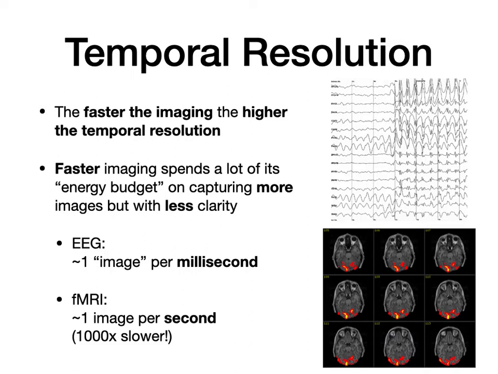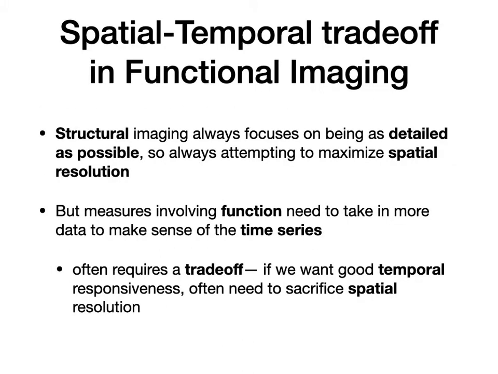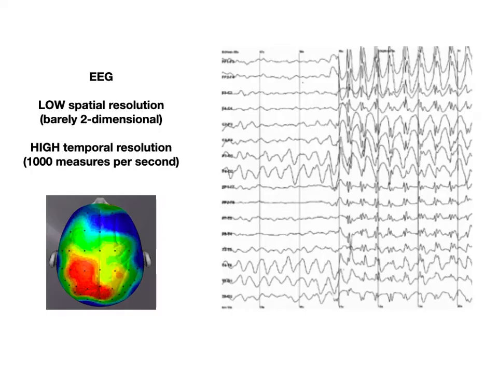So this is the idea of the trade-off between temporal and spatial resolution when we're trying to get functional images at least. Just a quick aside, structural imaging is always trying to focus on being as detailed as possible, so trying to maximize spatial resolution all the time. But remember, functions we have to consider as a series of images over time, so it requires this trade-off. Good temporal responsiveness, sacrifice spatial resolution. I'm repeating myself, but I think it's a key distinction that really illustrates the point.